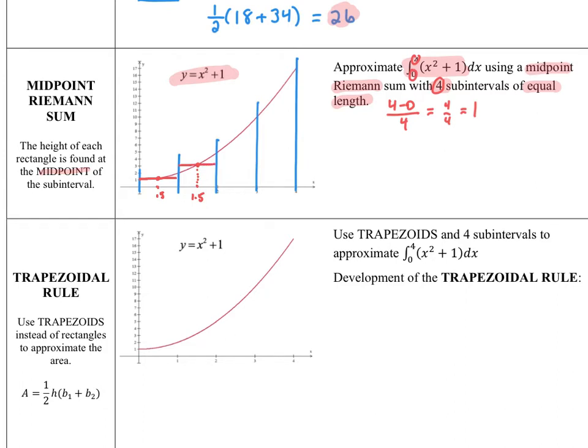In between the 2 and the 3, the midpoint is a 2.5. I go up at the 2.5 till I hit the graph, draw the top of my rectangle. And my fourth interval, the midpoint in between 3 and 4 is 3.5. So I go up at the 3.5 and draw the top of my rectangle there.